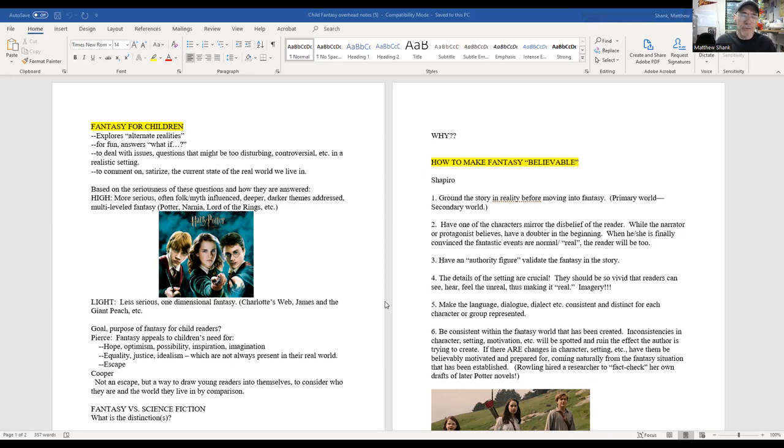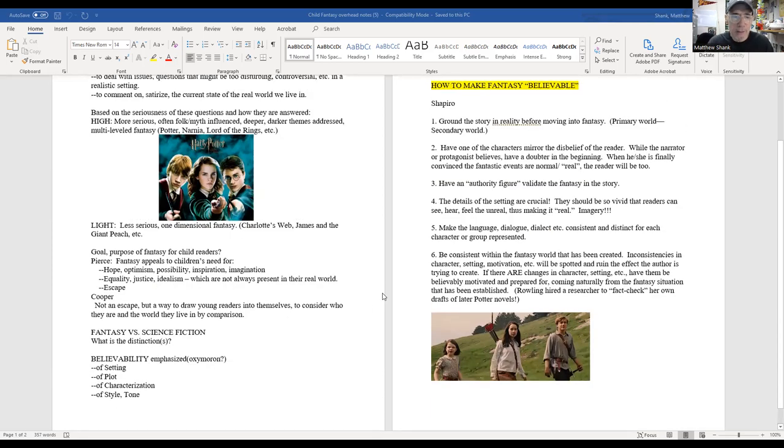But Cooper says, well, it's not just an escape, but it's a way for them to draw themselves into who they are and what life is all about, and start to think about their relationship to the world they live in, because they're reading about a fantastical world. All right, so a couple of different perspectives on what fantasy does for children who are reading it.